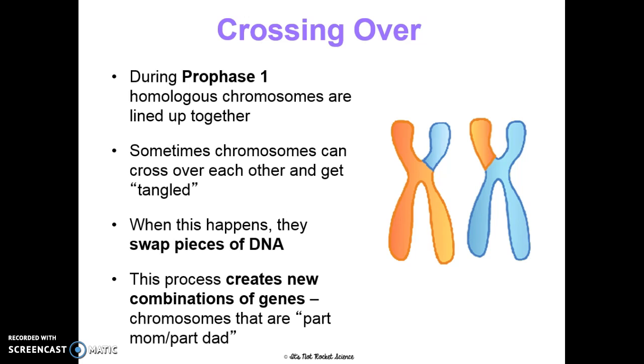This is how we get new combinations of genes. This is the reason why I'm saying it's so important, because this crossing over has led to the vast majority of our ability to evolve, going from single cellular organisms in the water to humans. It's all about crossing over.